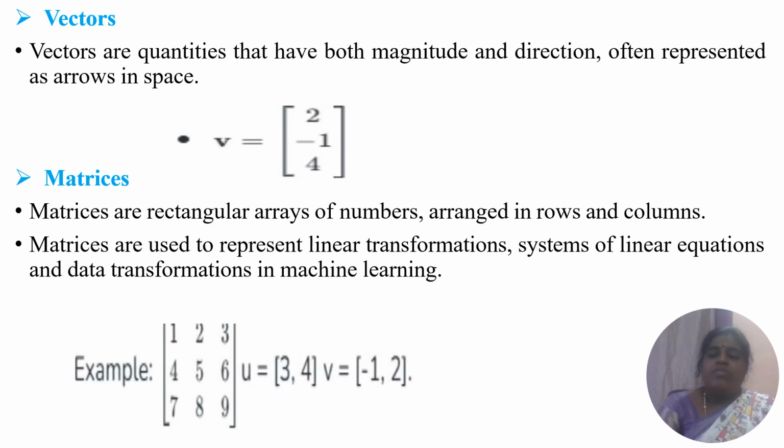A vector is a fundamental mathematical object. It is an effective way to organize and store objects. It is a one-dimensional array of numbers. Next one is matrices. Matrices are rectangular arrays of numbers, arranged in rows and columns. They represent linear transformations, systems of linear equations, and data transformation in machine learning.